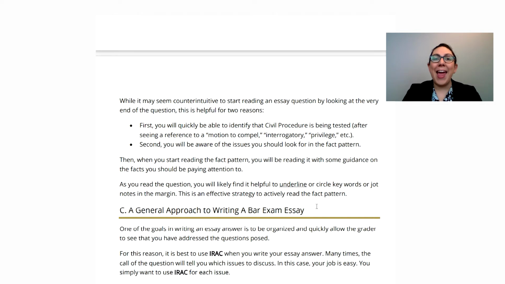Number 2, when they ask those specific questions, now you know what to look for in the fact pattern. Now we know we need to watch out for the motion to compel. We need to watch out for the assertion of privilege. And it gives us an idea of what we're looking for so that we don't have to read and hold on to every single fact of the fact pattern. We can read it and know where to focus our attention. So now if you read the fact pattern after you read the call of the question, it will hopefully make it a little bit easier on you to focus your attention on what's the most important.